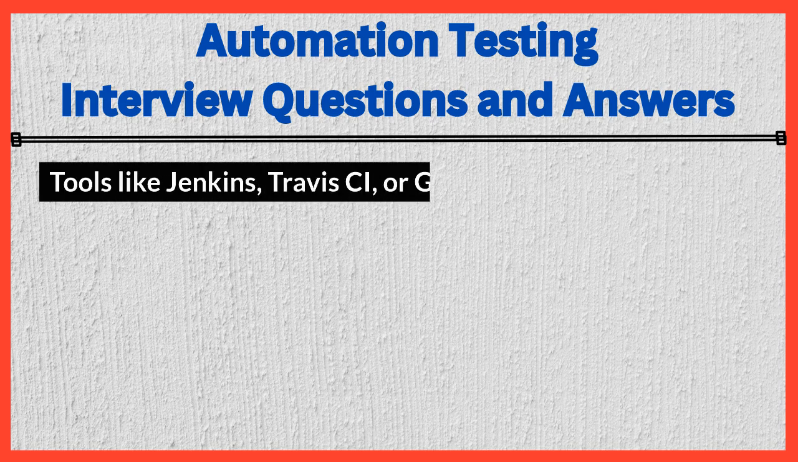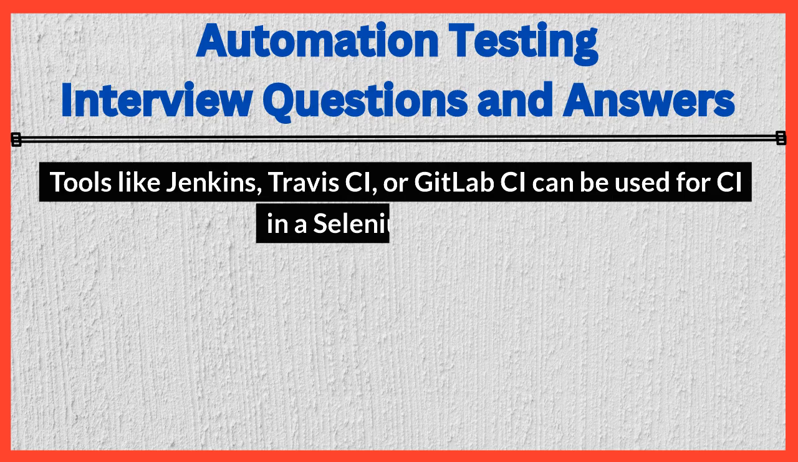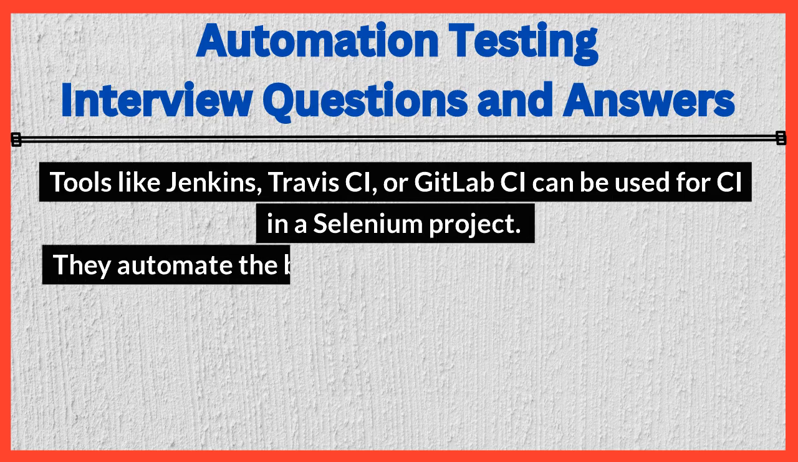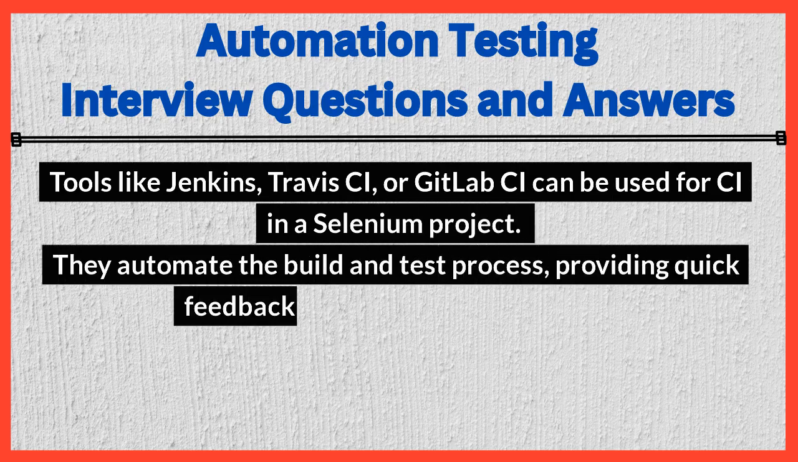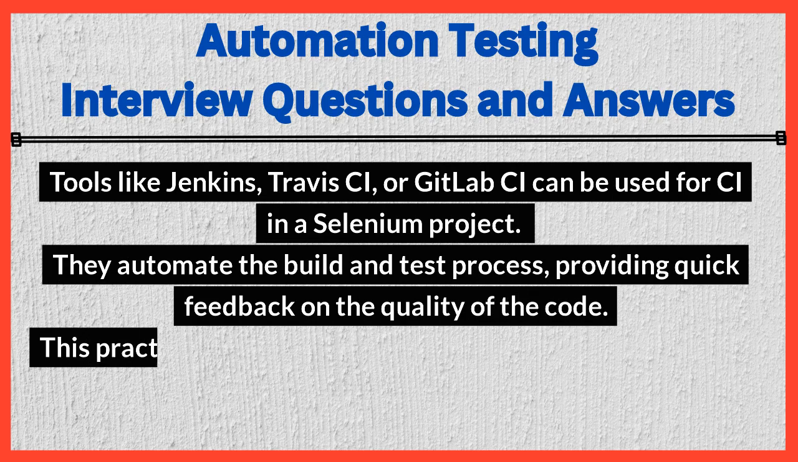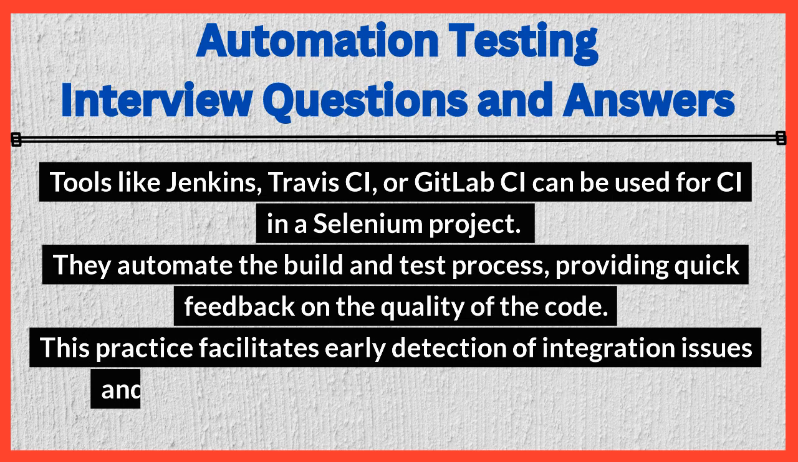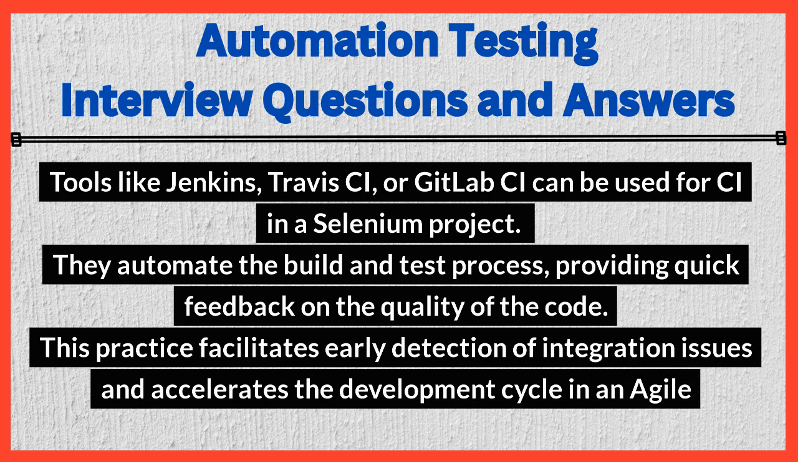Tools like Jenkins, Travis CI, or GitLab CI can be used for CI in a Selenium project. They automate the build and test process, providing quick feedback on the quality of the code. This practice facilitates early detection of integration issues and accelerates the development cycle in an agile environment.